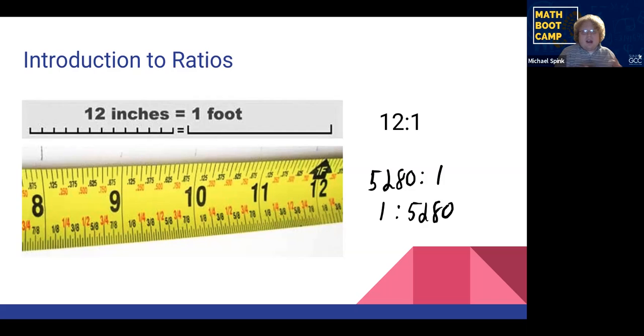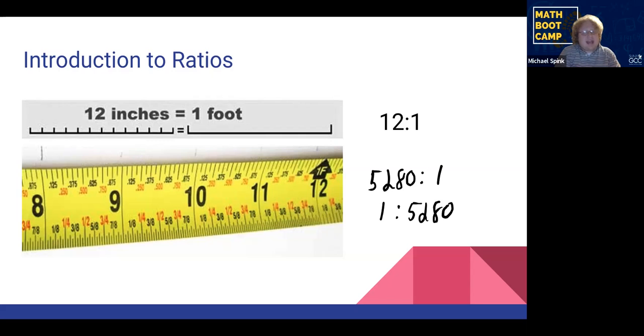If we want to compare inches and feet, we can say that there's 12 inches in 1 foot. They are in a 12:1 ratio. For every 12 inches you will have 1 foot. So for example, if I had 3 feet, I have 3 12s in inches. 12, 12, 12, or 36 inches.